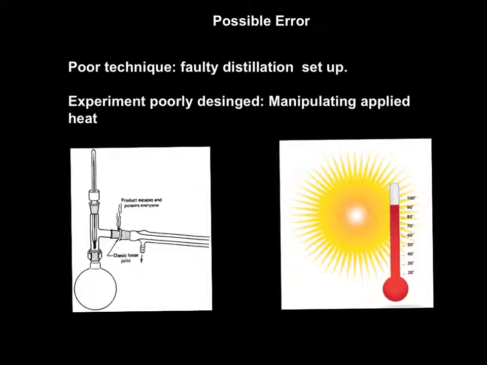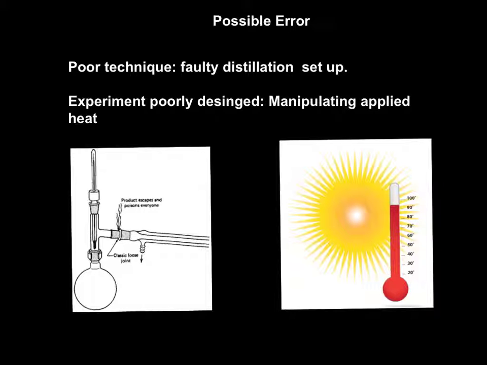We could have had a joint that was not properly connected, where our vapor would have escaped. If something like this were to happen, that means that our ethanol would have escaped, and it would not have been collected. This would have given us a lower percentage of alcohol.